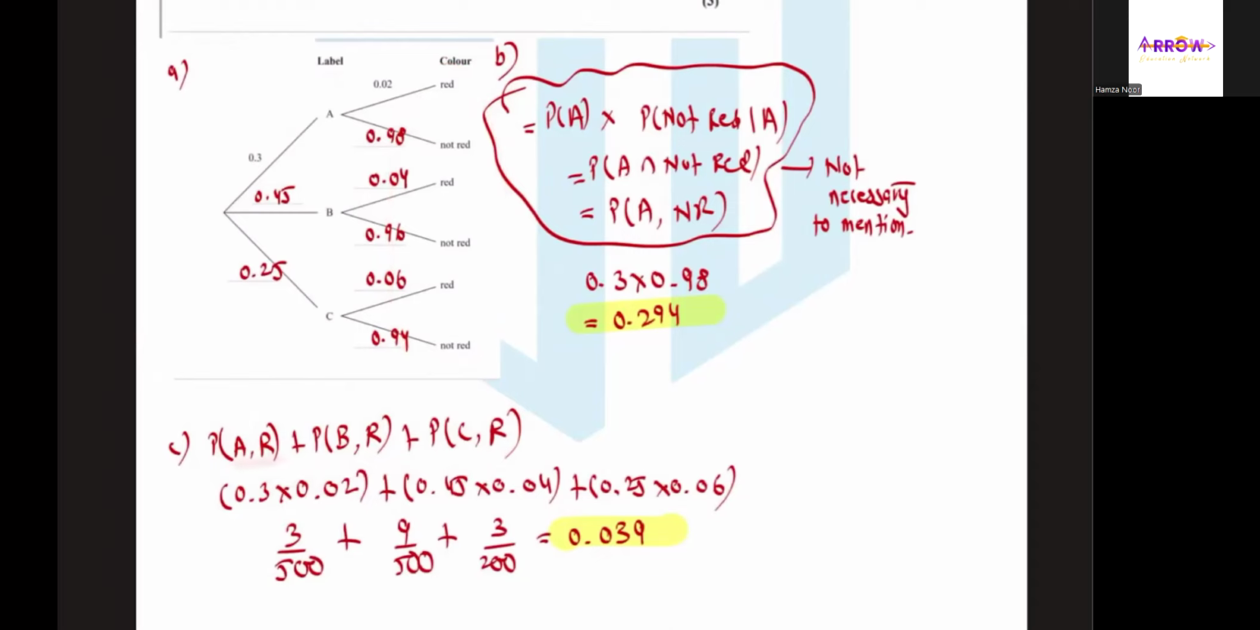So AR means after A, the counter is red. So this means 0.3 multiplied by 0.02. Then B red. After B, it is red. So 0.45 multiplied by 0.04. Then we have C and then red. So 0.25 multiplied by 0.06. So 3 over 500 plus 9 over 500 plus 3 over 200. So altogether your value is 0.039. This is supposed to be your answer to part C.